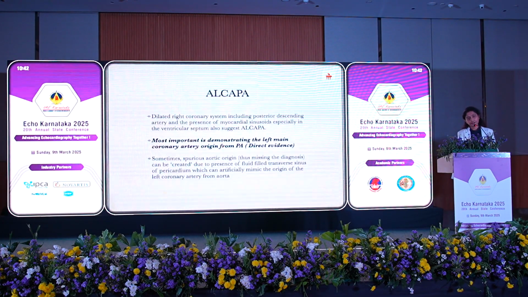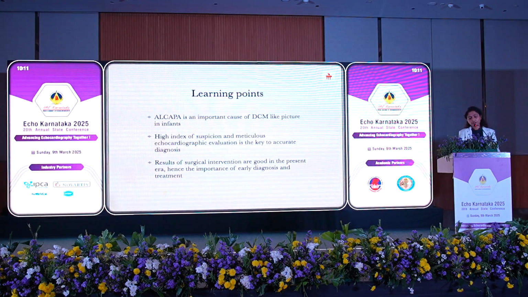But the most important is to demonstrate the origin of the left main coronary artery from the pulmonary artery, which is the direct evidence. Sometimes a spurious aortic origin can be created due to the presence of fluid-filled transverse sinus of pericardium, and this can artificially mimic the origin of the left coronary artery. So if we are concerned about the coronaries in a dilated cardiomyopathy infant, especially less than 6 months, it's important to get a coronary CT angio done. So it is an important cause of a DCM-like picture in infants.